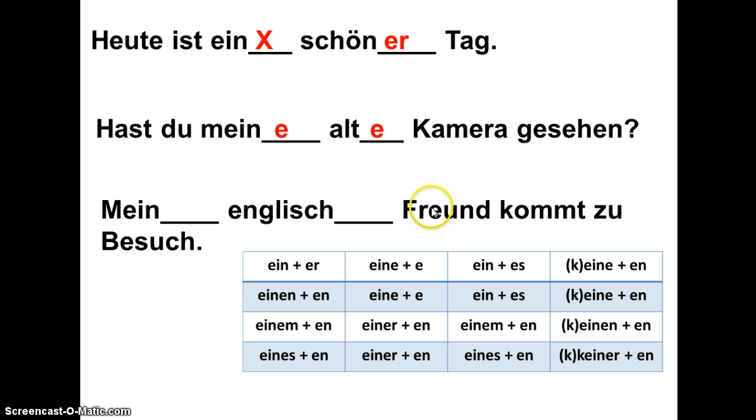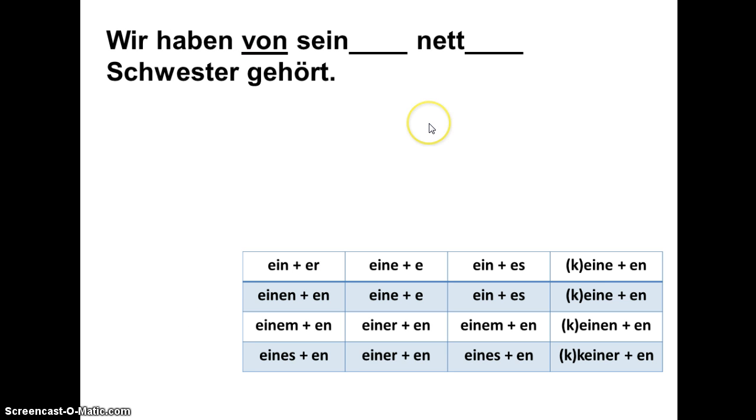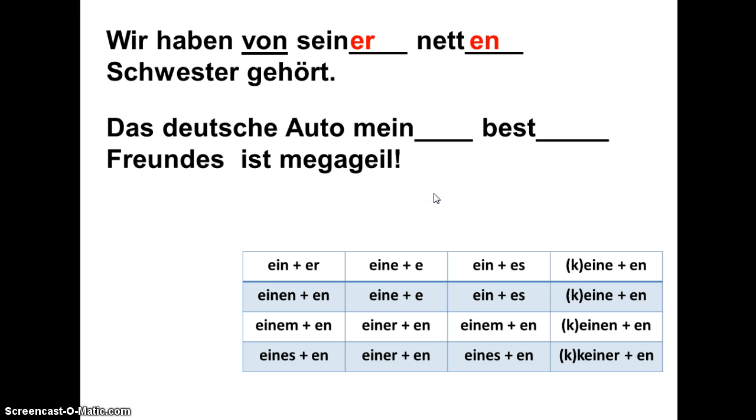In this example, Freund is masculine. The friend is coming. That's the subject. The ein word looks like it has no ending. And the adjective gets er. Ein englischer Freund. A couple more examples here. In this sentence, von is dative. And I'm talking about a sister. I'm looking at a dative case right down here. Feminine word. The ein word looks like it has er, and the adjective gets en. Von seiner netten Schwester.